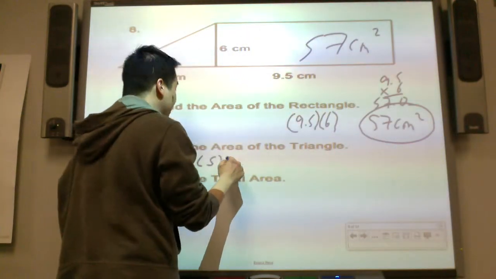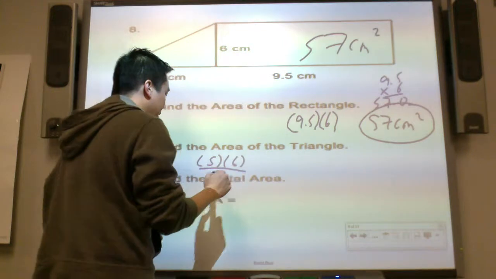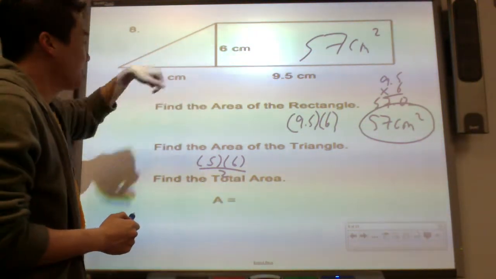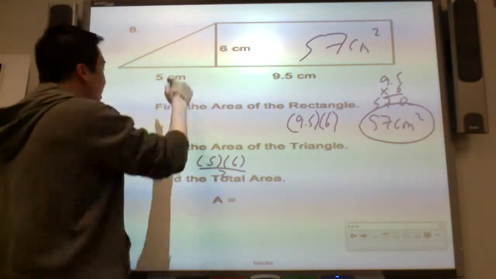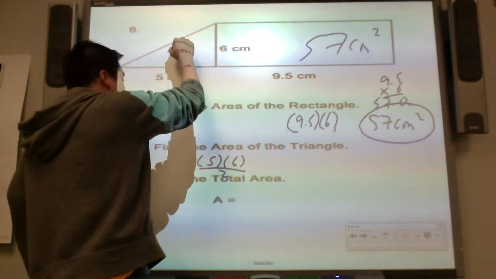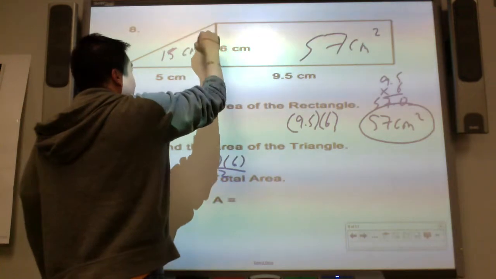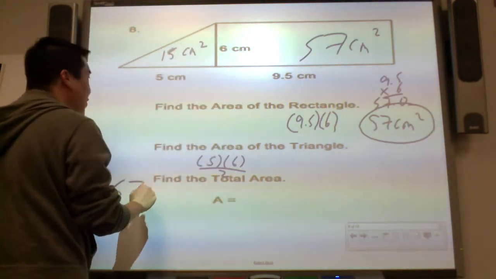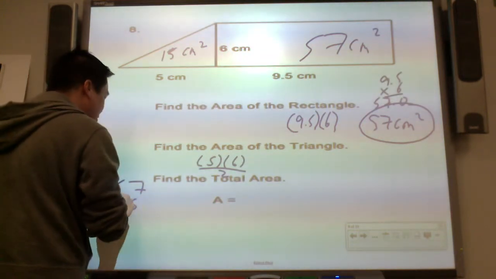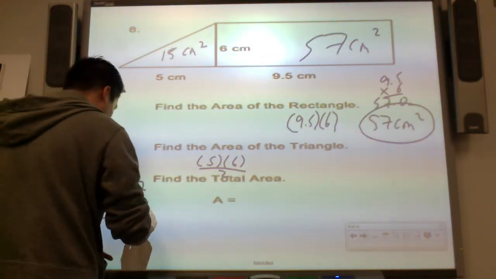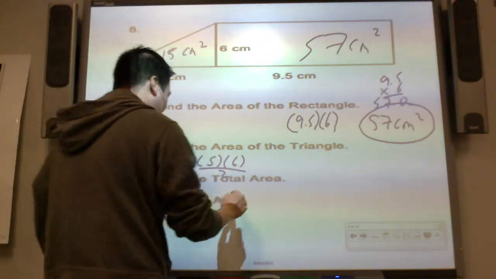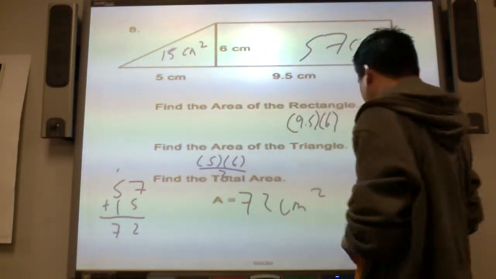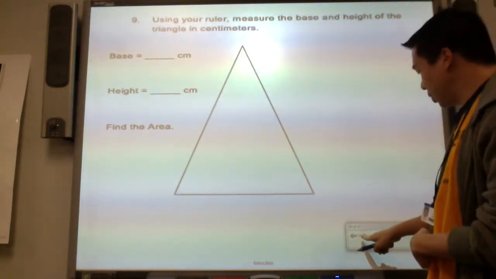Base times height, 5 times 6, divide by 2. 5 times 6 is 30. That would have been a full rectangle, but it's a triangle. Divided into two parts, 5 times 6 is 30, so 15 square centimeters. So together, the rectangle is 57 square centimeters. The triangle is 15 square centimeters. 72 square centimeters. So we're not going to do this one.